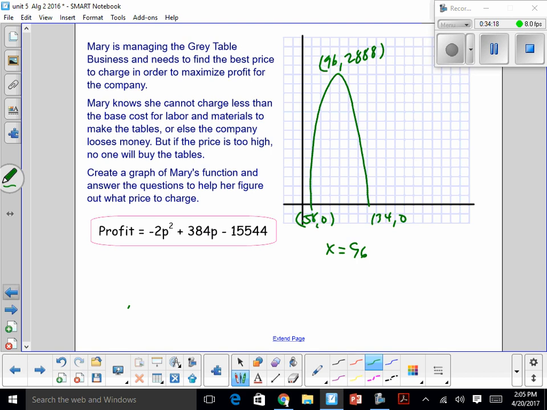the x is going to be the price. This line here, I want to write price. Depending on how much you charge, it'll tell you how much you're going to make back, your profit. So the y line is the profit.